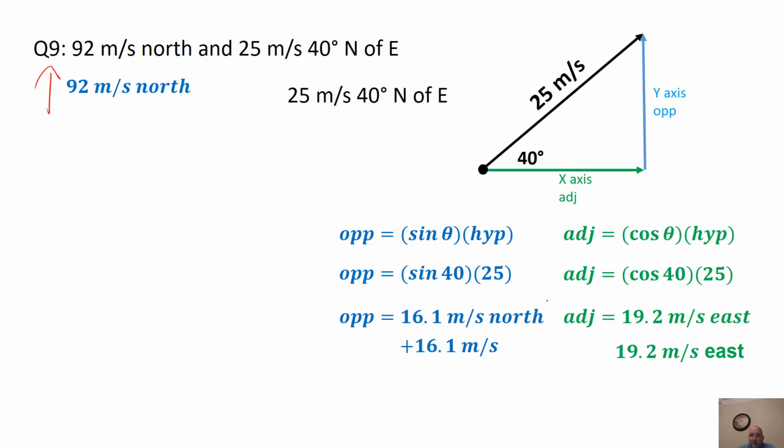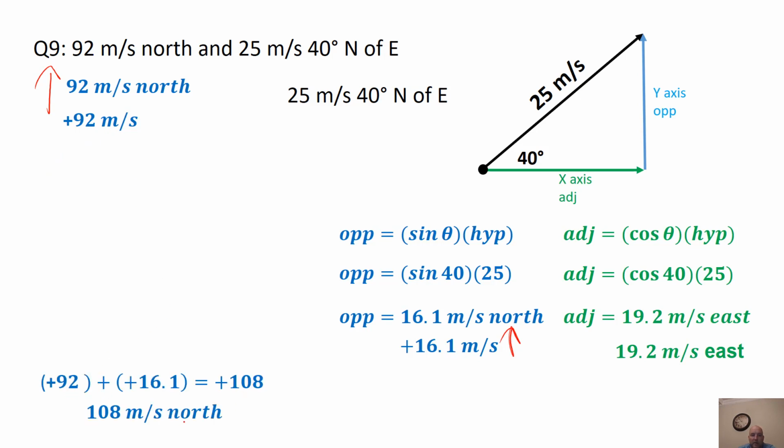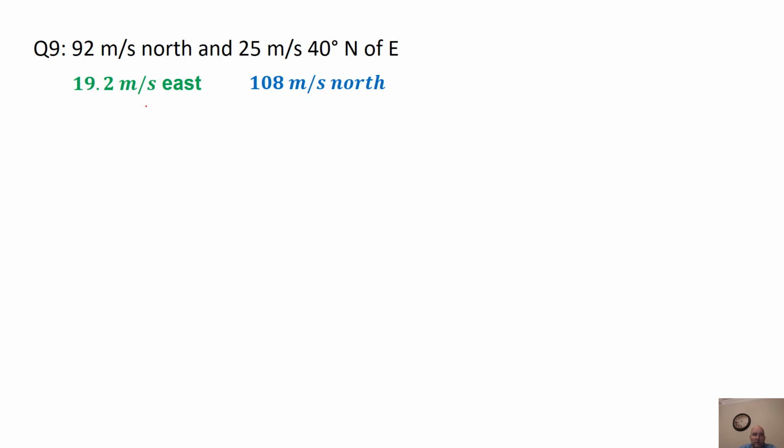Okay, so then we have to make this, since it's north, positive 16.1, that's positive 92 meters per second. We add them together, we get a positive value. That positive value meant north in the first place. So now we have two vectors we're going to work with. We're going to have 19.2 meters per second east, and then we're going to have 108 meters per second north. We took into account everything else. Now we're just working with these.